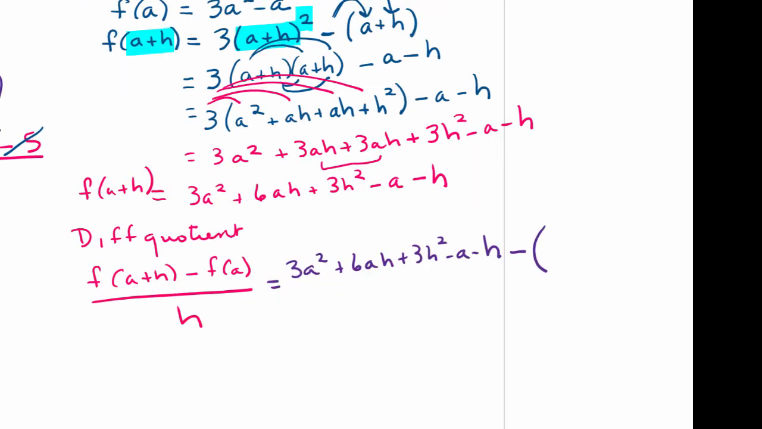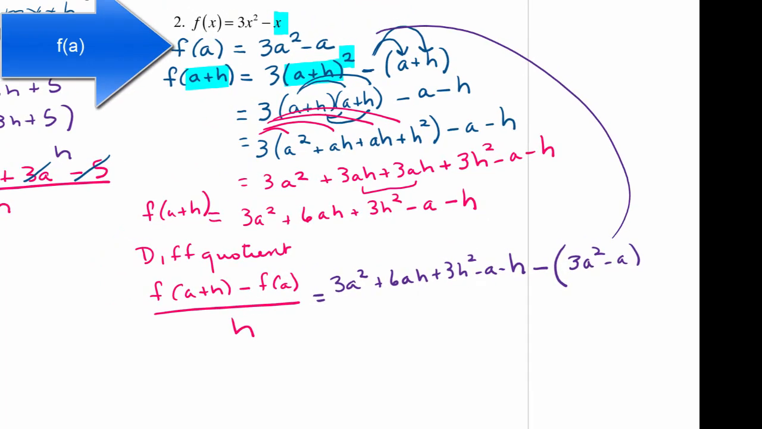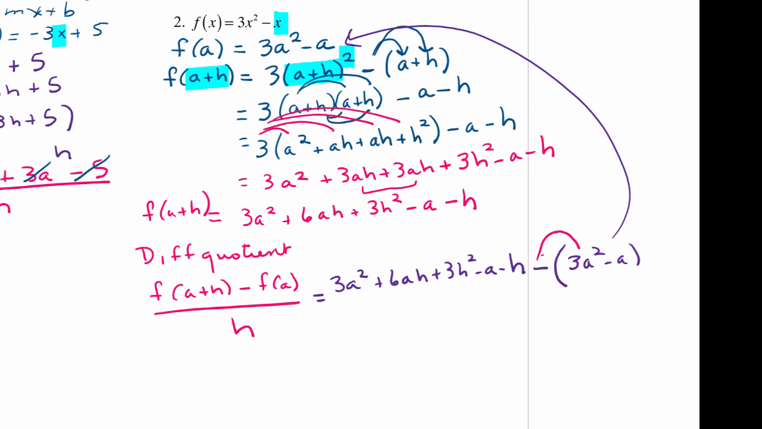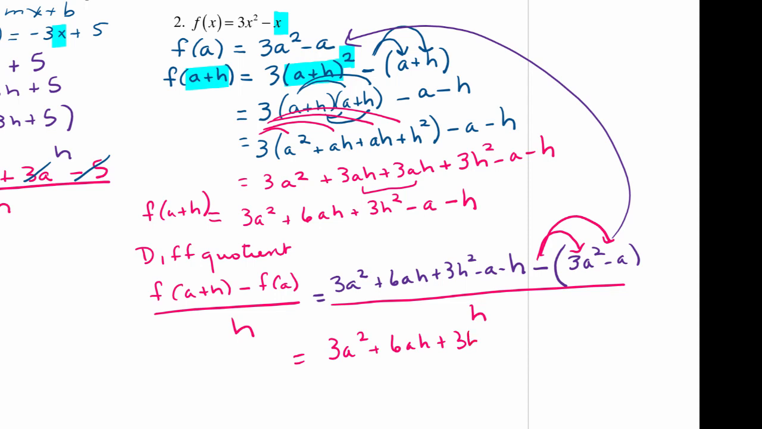So let's put a parentheses, and we take our 3a squared minus a, right, from our f of a, right? This came from here. Do you remember? Okay. And then we are going to distribute this negative. Oh, and of course, this is all over h. Can't forget that. And so now we get what? So 3a squared plus 6ah plus 3h squared minus a minus h minus 3a squared plus a all over h. I know there's a lot of terms. You just have to be really careful to keep those all together.